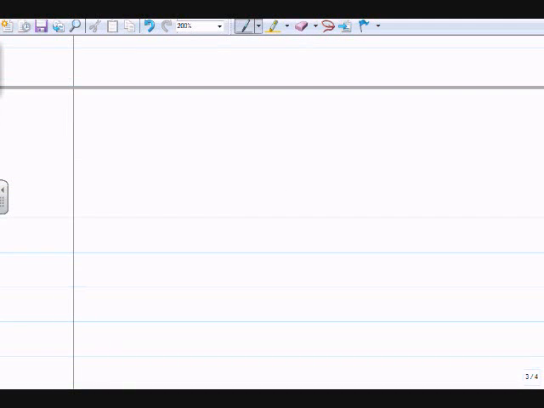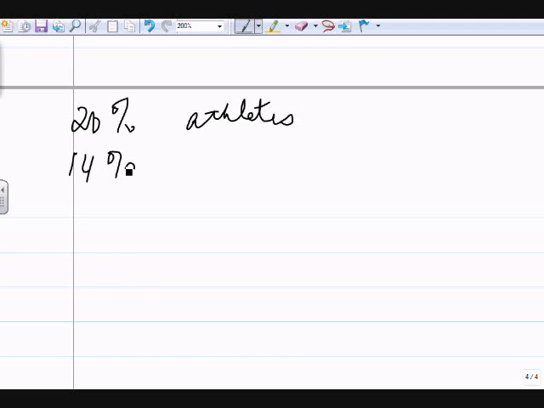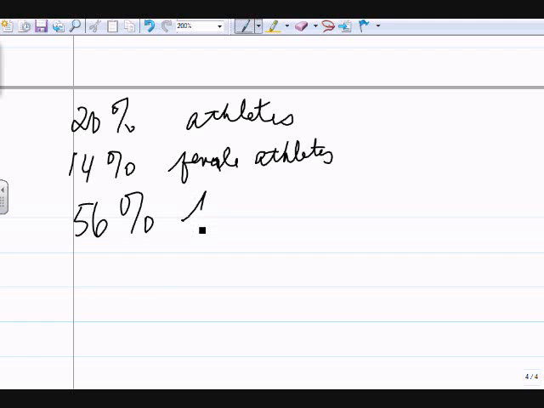Okay. So very quickly, I'm going to say 20% of students at Aragon are athletes. Whatever, 14%, no, I made these numbers up. 14% are female athletes. 14% of all students are female athletes. And 56% of all students are females.